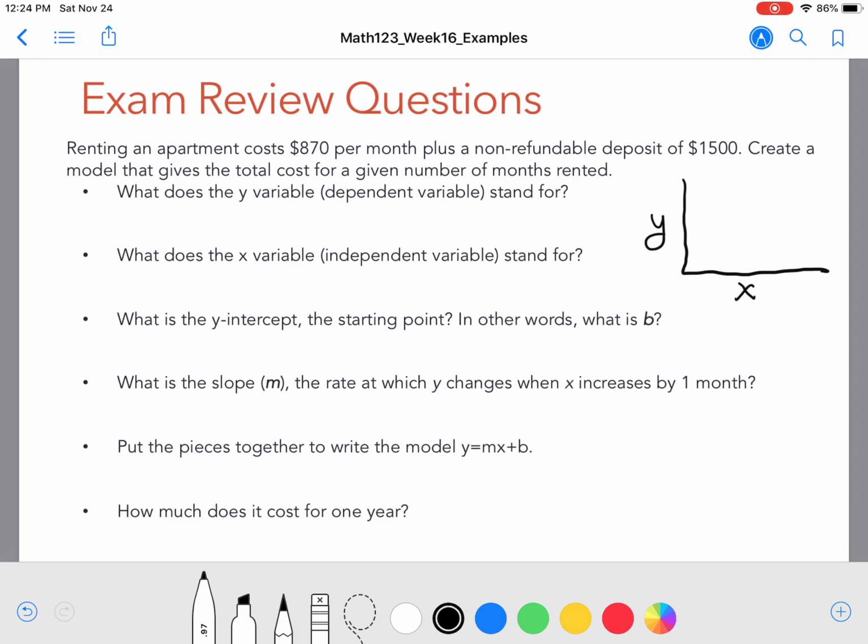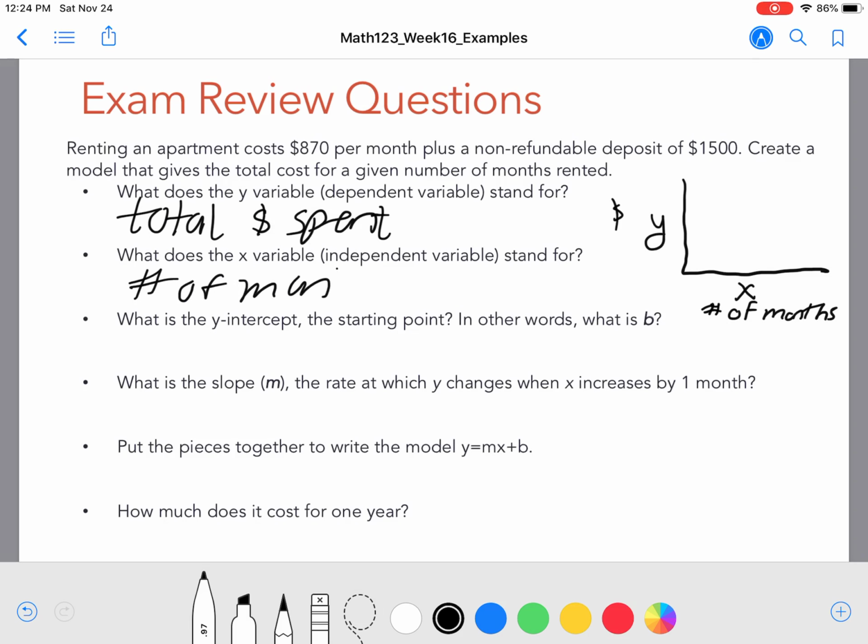Anytime you have time, that's going to go along your x-axis. So in our case, we have number of months. And then our other variable is dollars. Okay, so the total amount of money. So in our case, what does the Y variable stand for? We can do something like total dollars spent. And then what does X stand for? Number of months rented, something like that.